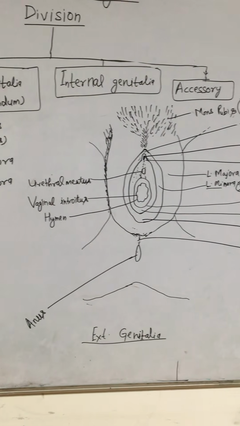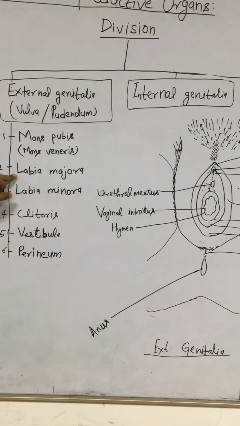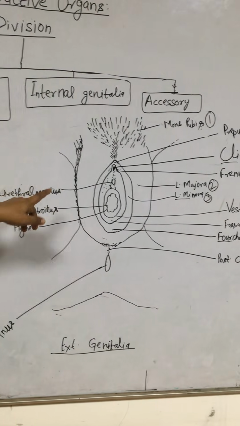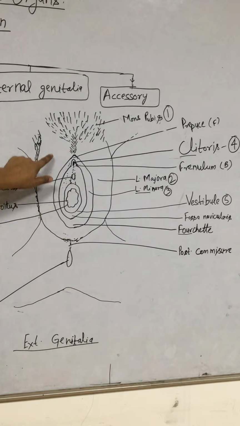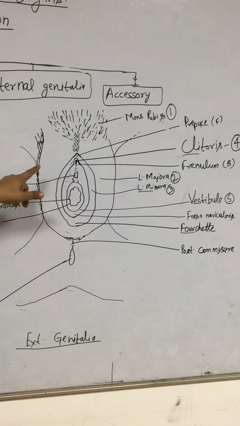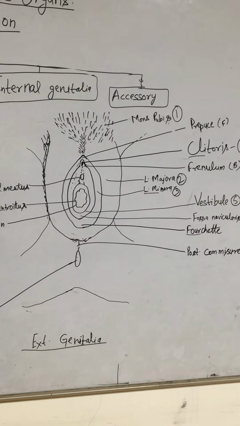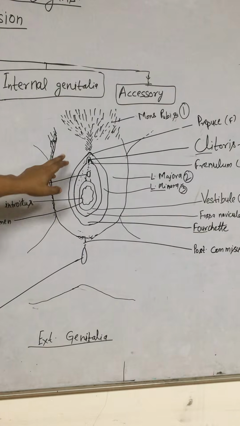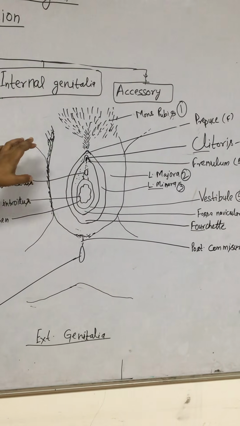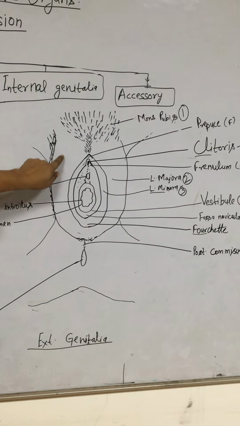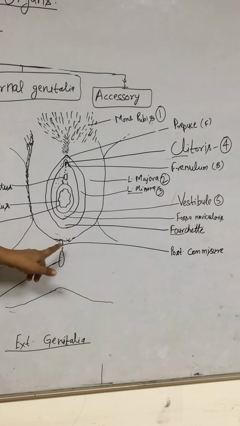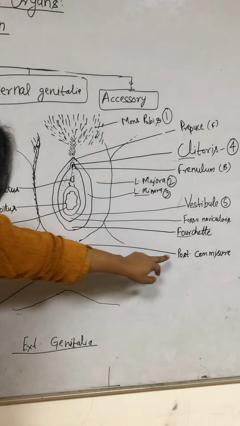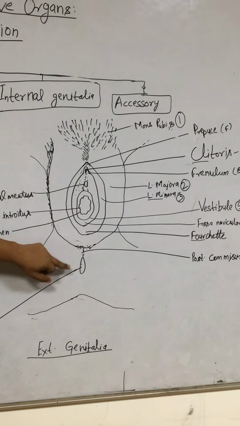And next is the labia majora. This vulva or external genitalia is bounded on each side by the labia majora. This thicker part is the labia majora. It is an elevation of the skin and subcutaneous tissue, and these posteriorly join and form the posterior commissure in front of the anus. This is the anus.